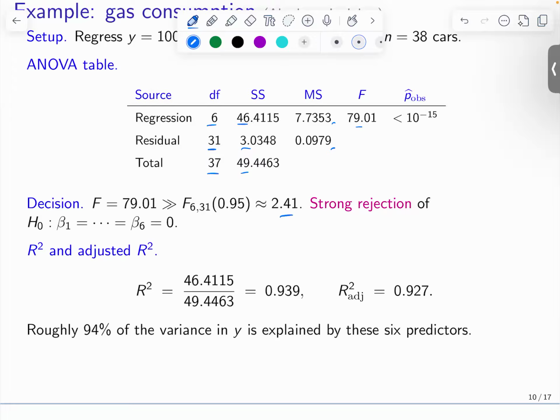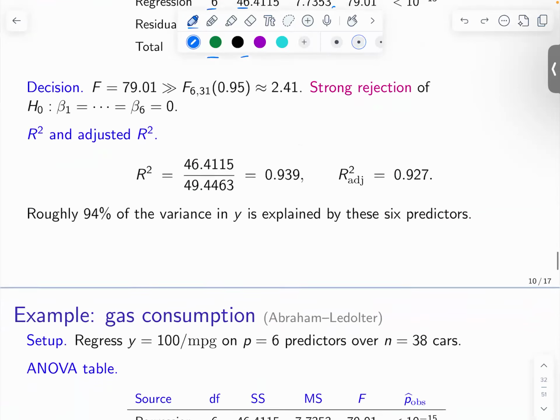And then the R squared and the adjusted R squared are kind of close. But it's an excellent R squared, so it's a very good fit. R squared is about 0.94, or expressed in percentage, 94%. So 94% of the variance in y is explained by this predictor, which is very uncommon in real work. Okay, it's a very good model.